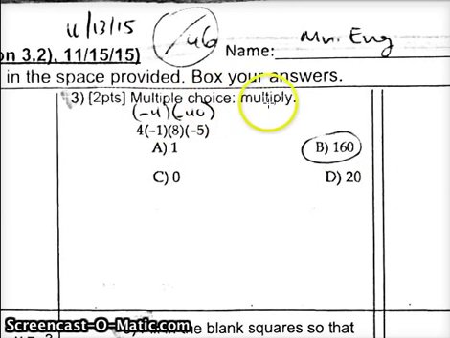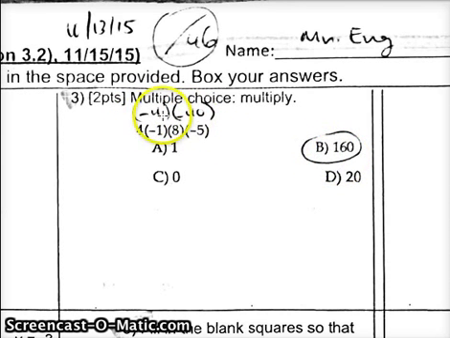Here you have multiple choice. You're just asked to multiply. I'm going to use order of operations. I'm going to multiply left to right. Notice how all the numbers in parentheses are next to each other, which means that none of these are addition or subtraction. So this is not 4 minus 1. This is actually 4 times the negative 1. That gives you a negative 4. 8 times negative 5 is negative 40. Negative 4 times negative 40 gives me positive 160.